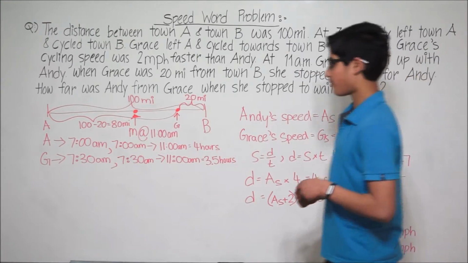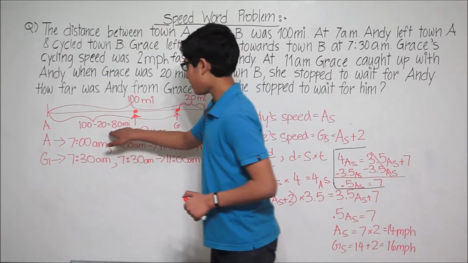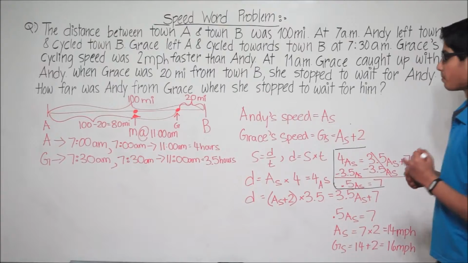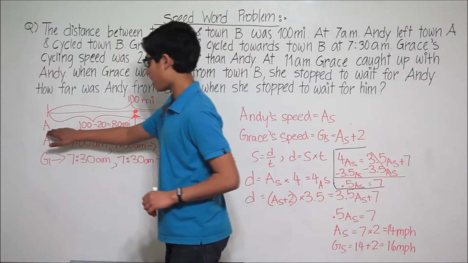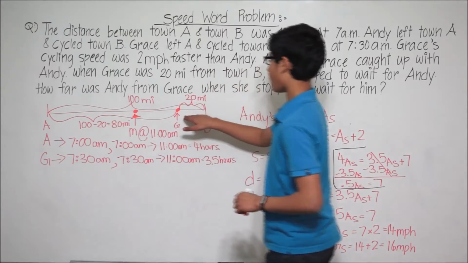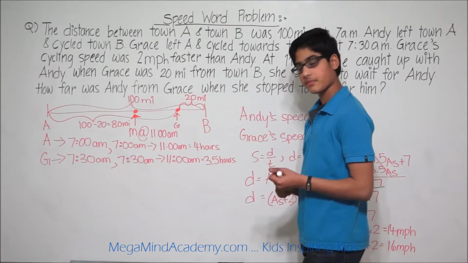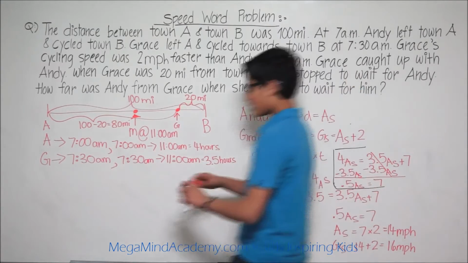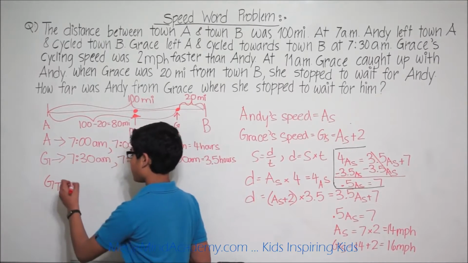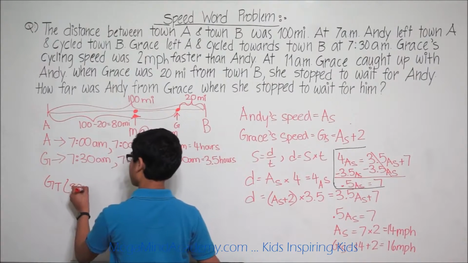So the distance from town A to where she stopped is 80 miles. Because the total distance from town A to town B, which is 100 miles, minus the extra 20 miles that she hasn't finished yet, is equal to 80 miles that she has finished. So, let's find Grace's time to travel this 80 miles.